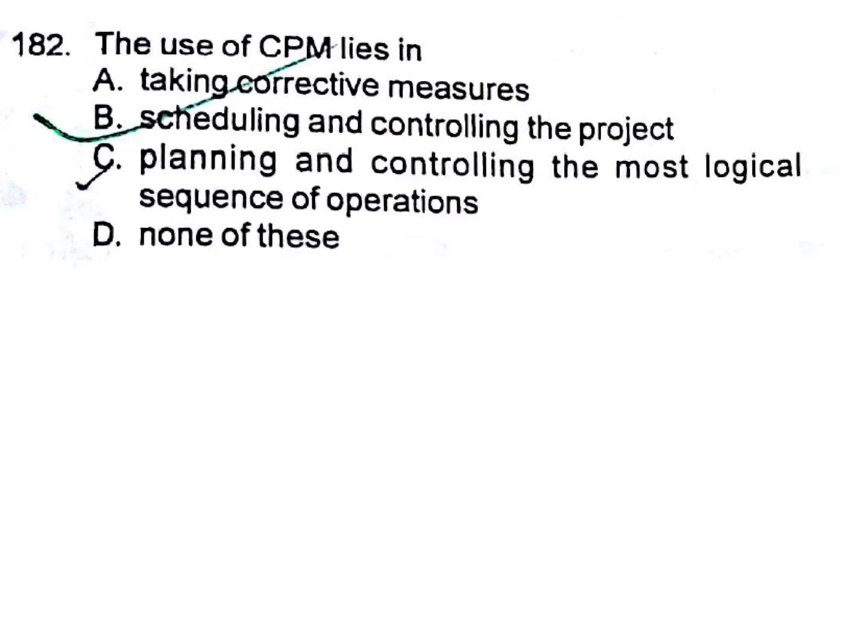Next question. The use of CPM lies in A. Taking corrective measures, B. Scheduling and controlling the project, C. Planning and controlling the most logical sequence of operations, D. None of these. C is the answer. Planning and controlling the most logical sequence of operations.